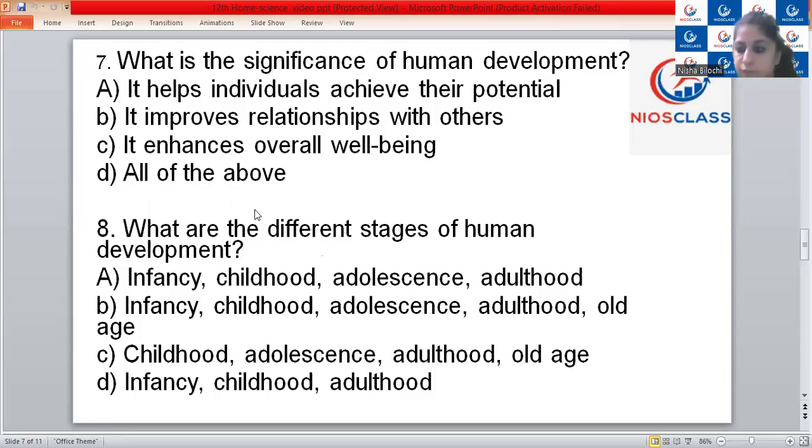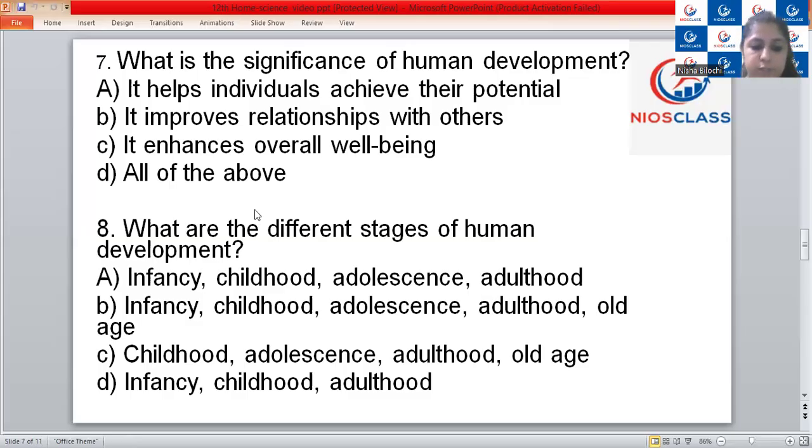What is the significance of human development? Very beautiful question. The first option, it helps individuals achieving their potential. It improves relationship with others. It enhances overall well-being. And the fourth option is all of the above. So I'll go with all of the above, because all the three options are actually going with the question that individual achieve their potential. Then we need to maintain good relationship with others, and it enhances the overall well-being. So the option considered over here will be option number D. Question number 7, answer is going to be option number D.